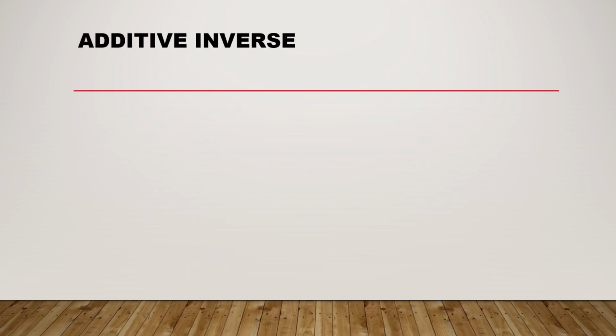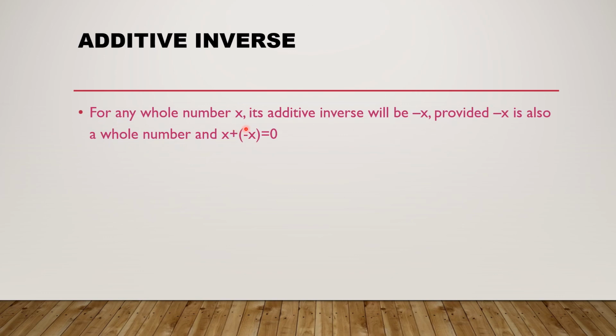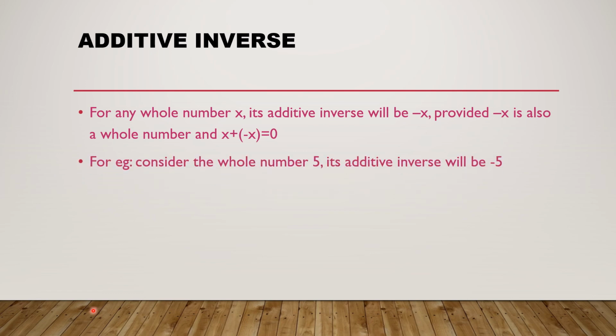Additive inverse. So don't worry if you don't know inverse. Inverse is just the negative of a number. For any whole number x, its additive inverse will be minus x, provided that minus x is also a whole number. So can you guess what is the inverse of 5? Let us take a whole number 5. The additive inverse of 5 is minus 5.